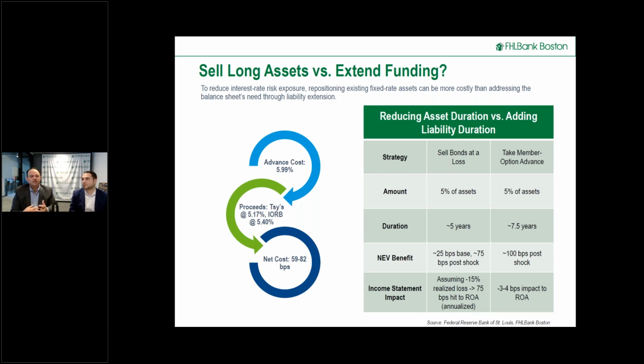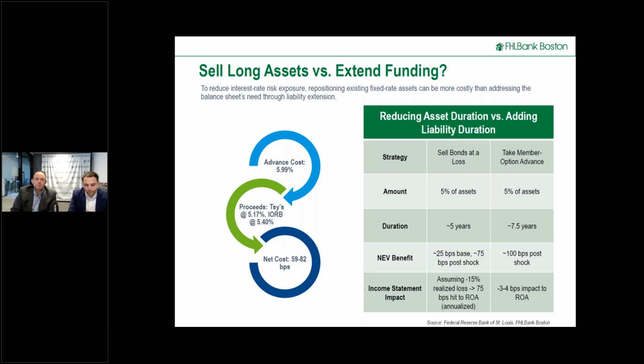So we can distill that cost, for the value and the risk mitigation benefits that this advance is giving you, down to 59 to 82 basis points, depending on if you're going to park it at the Fed or match it out in a 1-year treasury. So in that context, for the benefits that you're getting, which we'll see in a second, it really blows away the idea of selling underwater assets when you look at not just the NEV benefits, but also the income statement impact.